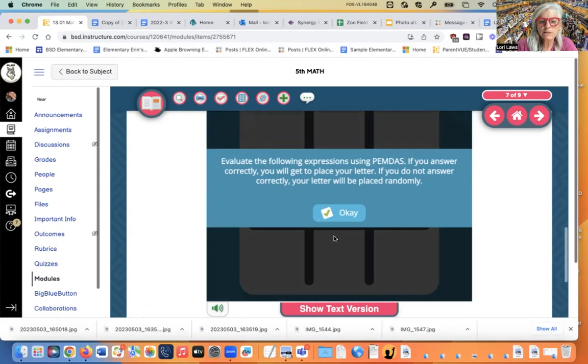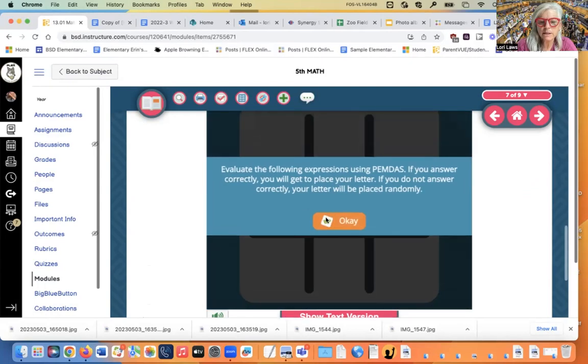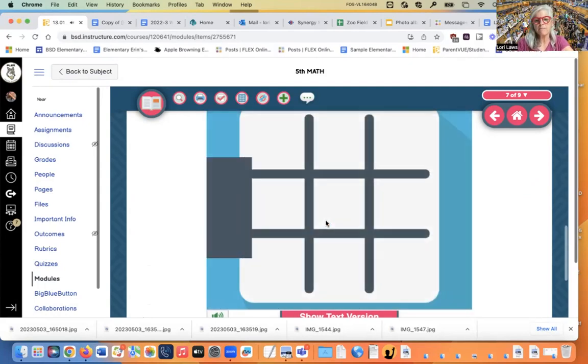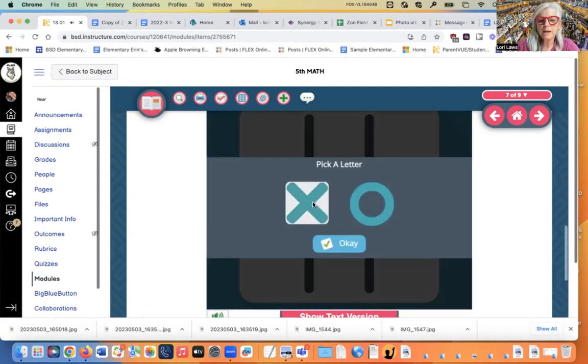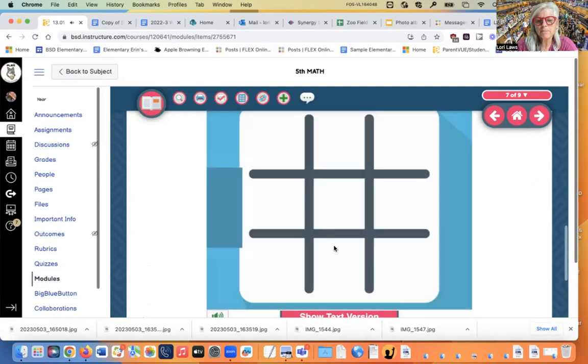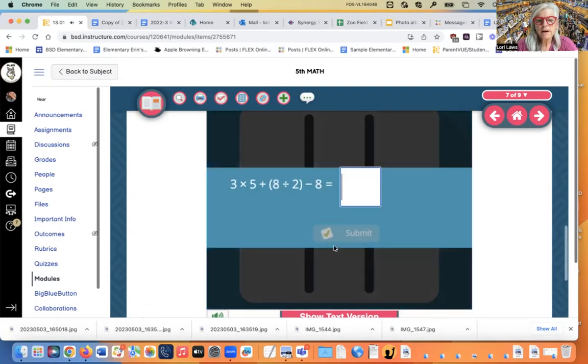And we'll watch this. Evaluate the following expressions using PEMDAS. If you answer correctly, you get to place a letter. Let's play the game. Pick a letter. I'm going to be X. Okay, here we go. What are we going to do first on this one? Louise, what are we going to do first?